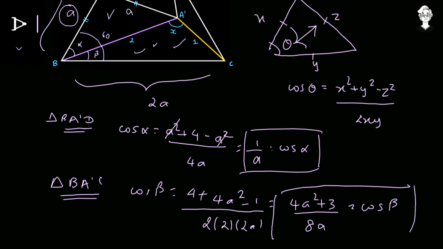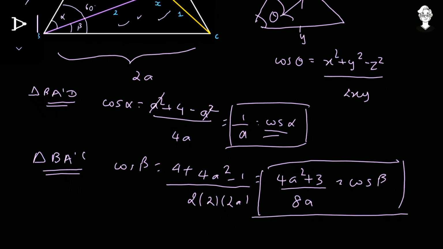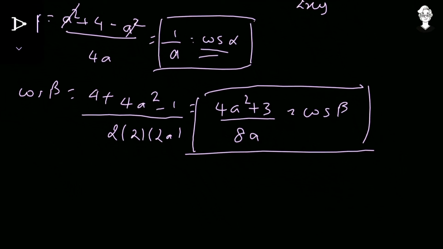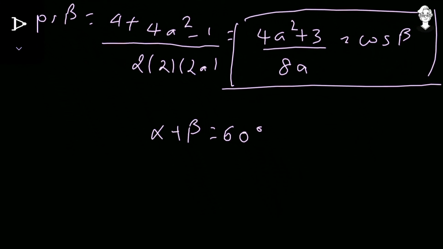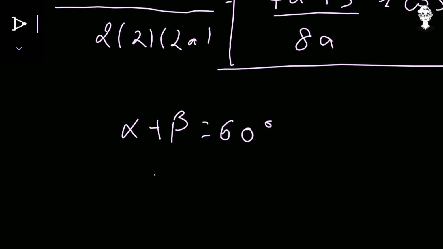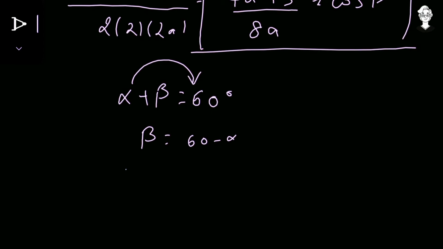Now we can clearly see that cos alpha looks simpler, and the reason I am saying this is that alpha plus beta is equal to 90 degrees, not 90, 60 degrees according to this diagram, because it is the corner of this equilateral triangle. So alpha plus beta equals 60 degrees. So here I can keep beta on the LHS and shift alpha to the RHS, so it becomes 60 minus alpha. Now taking cos on both sides, cos of beta becomes cos of 60 minus alpha.